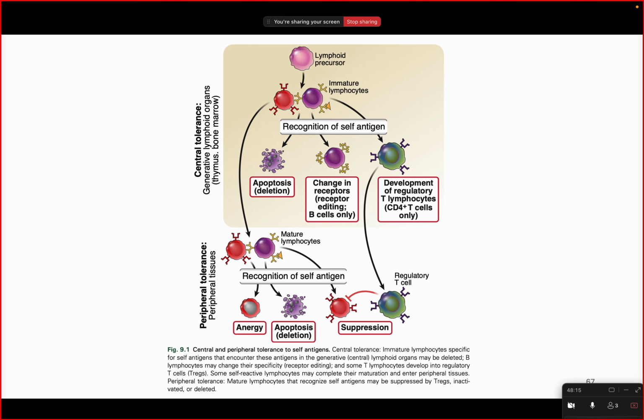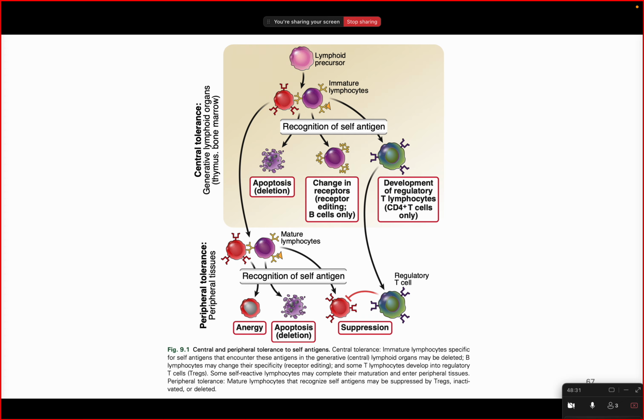Then we had a look at the central and peripheral tolerance to self antigen. This is the topic which got the Nobel Prize this year in medicine and physiology. Okay, so there is central and peripheral tolerance. So what do we mean by that?